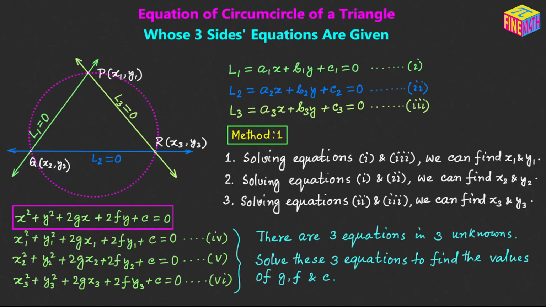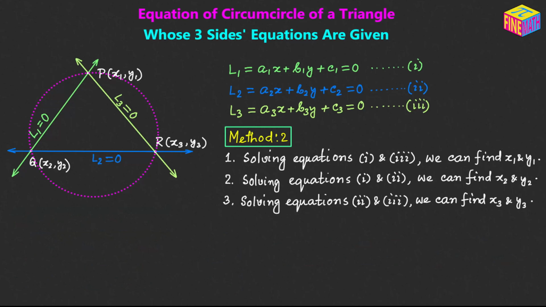Next, we are going to take a look at method number 2. In method number 2, I am going to do a little bit of construction here. I am going to draw the perpendicular bisector for each of the sides, and the point of intersection of the perpendicular bisectors will give us the center of this circumcircle. I mean, it will give us the circumcenter. So I have drawn 3 perpendicular bisectors for the 3 sides, and let's assume that they intersect at the point O, which is the circumcenter.